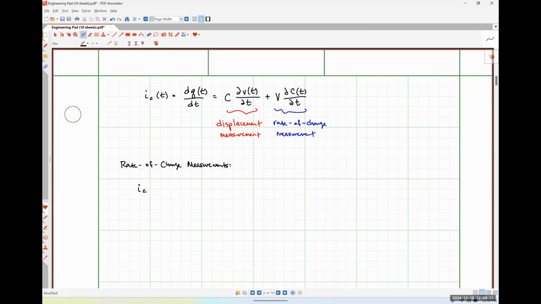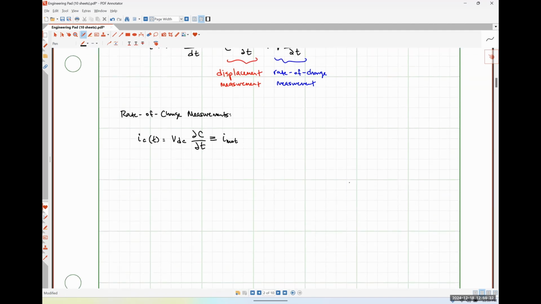I'm going to call my capacitor current IC. So this will be some DC voltage times the change in capacitance with respect to time. And I'm going to call this a motional current, I motion.